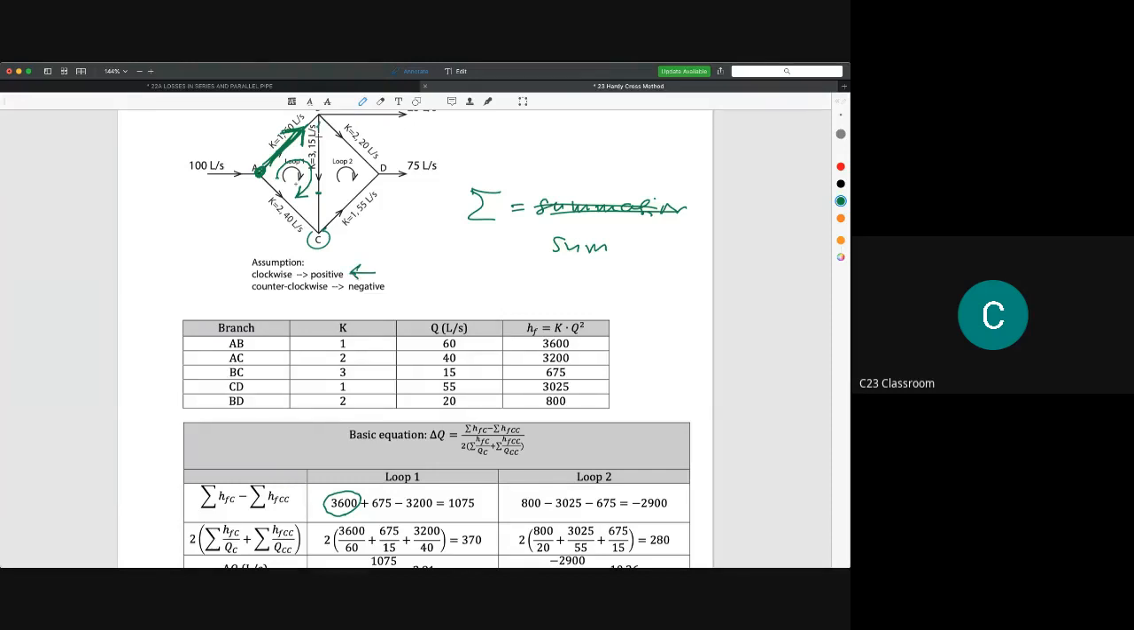If we go to this pipe, the flow is also clockwise, so we add 675. However, when we go back to here, we found that the flow is actually in the reverse direction of our main direction, our clockwise. Because we are doing this clockwise, we minus it with 3200. This is the meaning of total losses for clockwise.